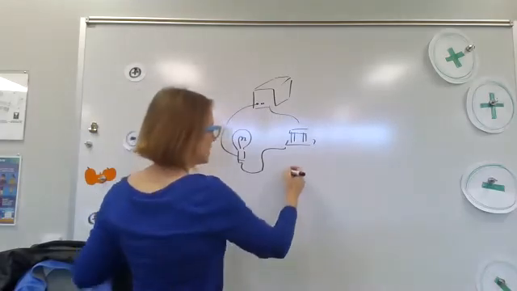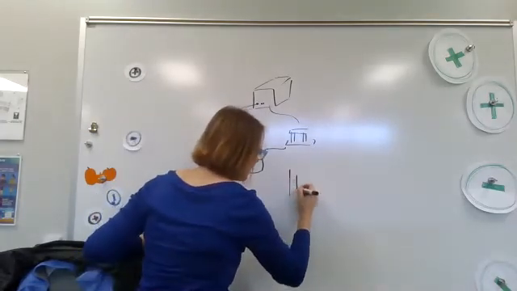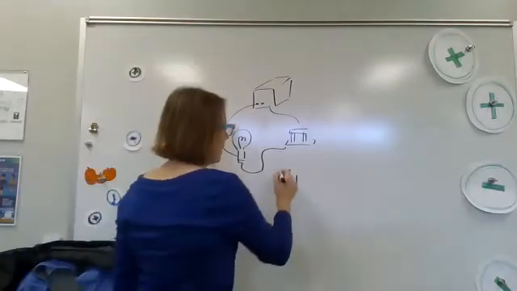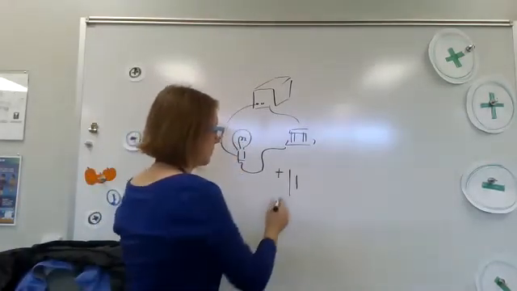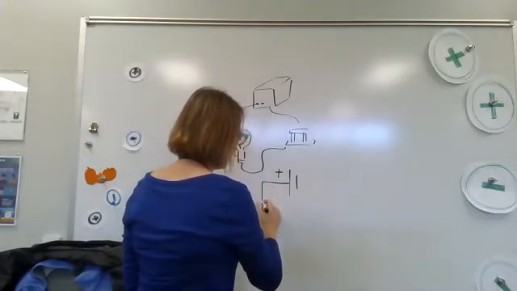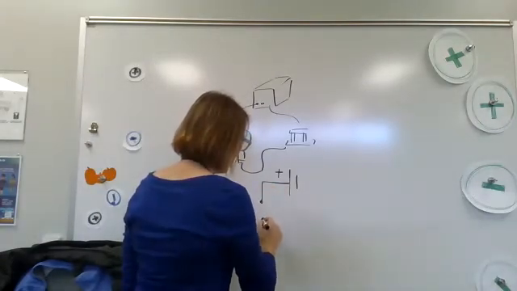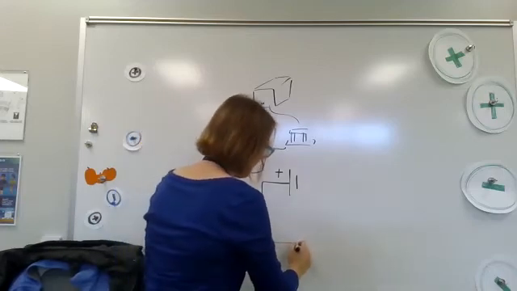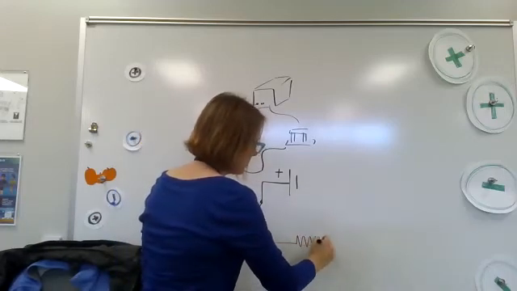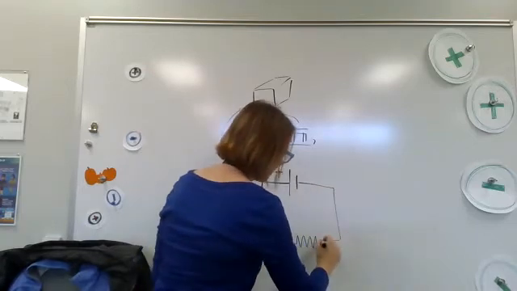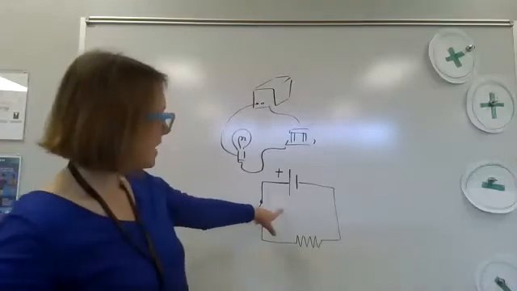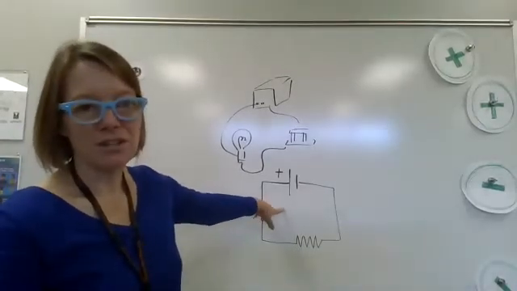So what we do instead is, for a power supply, we draw a long line and a short line. And the long line is the positive terminal. Then to draw a switch, you draw a gap like that, and it's like a door, kind of. Then for a generic resistor, it's just a squiggly line. And then we close the loop. So this is how I would draw that circuit that I just showed you.